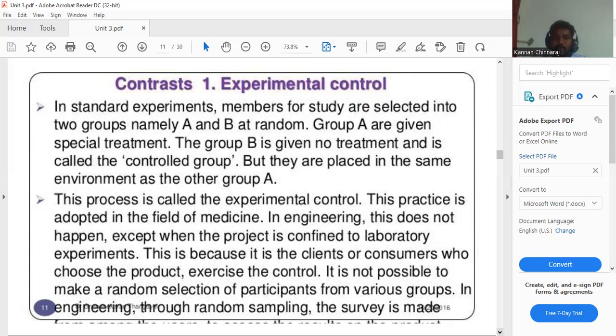This practice is adopted in the fields of medicine and engineering. This does not happen except when the project is confined to laboratory experiments. This is because it is the clients or consumers who choose the product and exercise the control. It is not possible to make a random selection of participants from various groups. In engineering, through random sampling, the survey is made.